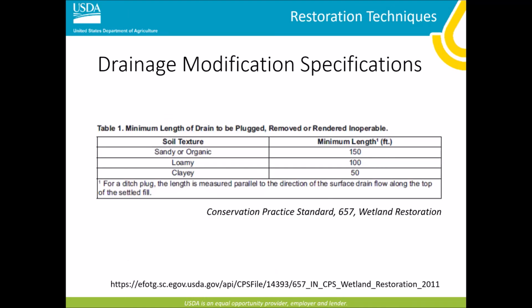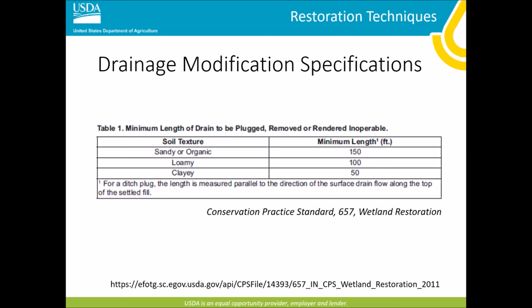Next slide. So now we get to the specifications, the best part of it all right here. This is straight out of our conservation practice standard, the Wetland Restoration. You can find this in our Field Office Tech Guide, Section 4. If you haven't been there, that's where you find it. This specifies the minimum lengths of the plugs. This is both subsurface and surface drainage modifications here. So you can see from the clay soils that are there, 50 foot is the minimum that we're recommending in our Field Office Tech Guide.